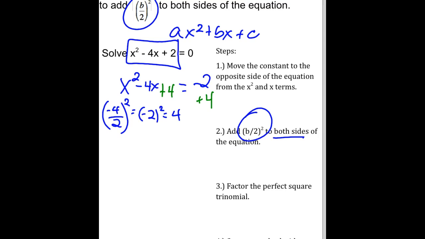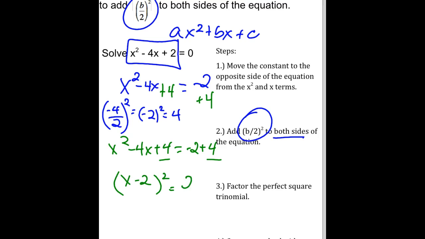I'll put it down here so it's a little clearer. X squared minus 4x plus 4 equals -2 plus 4. I added that 4 to both sides. Is the left-hand side now a perfect square trinomial? Yes. Which means it will factor into what? Good. X minus 2 quantity squared. On the right-hand side, we have a -2 plus 4, which is just a 2.